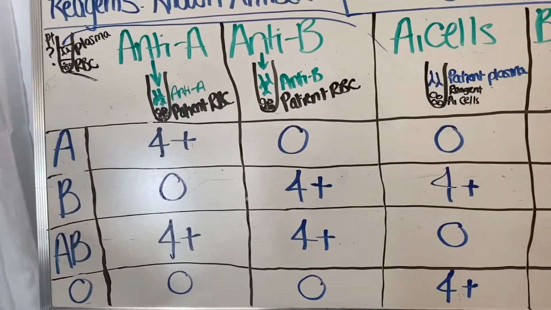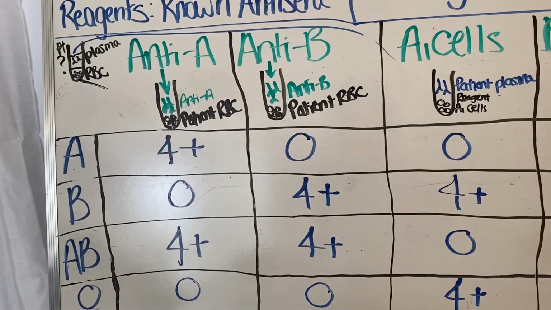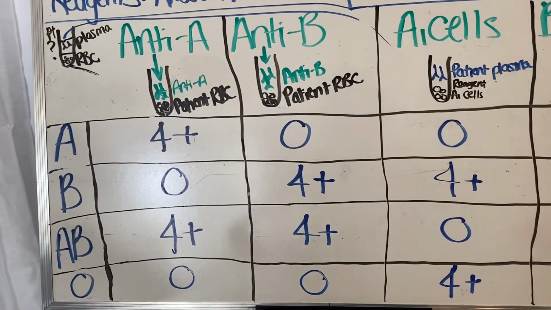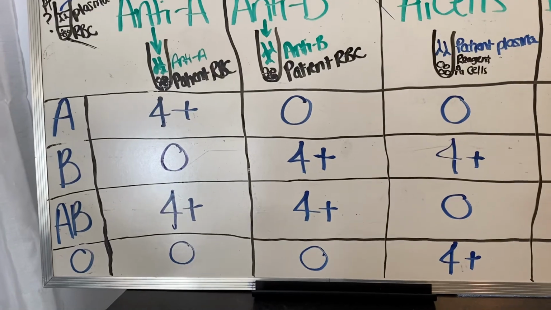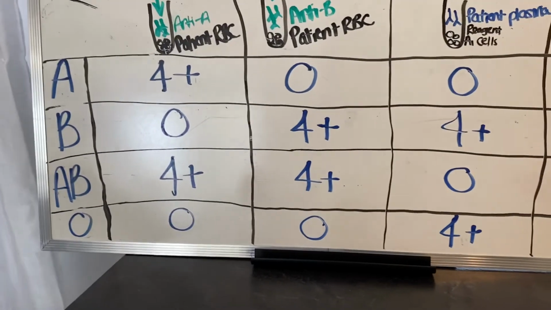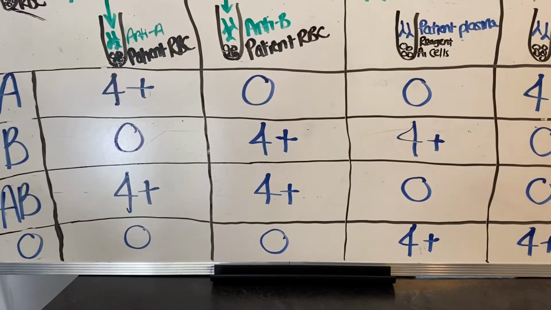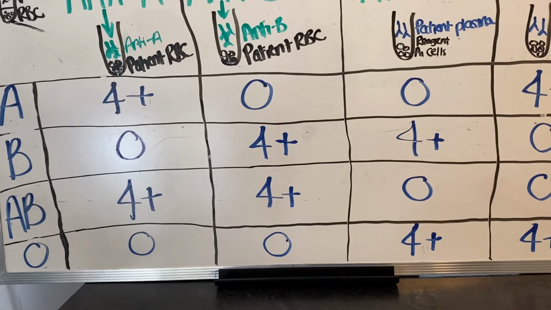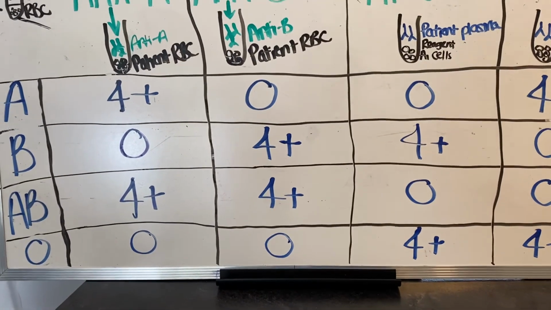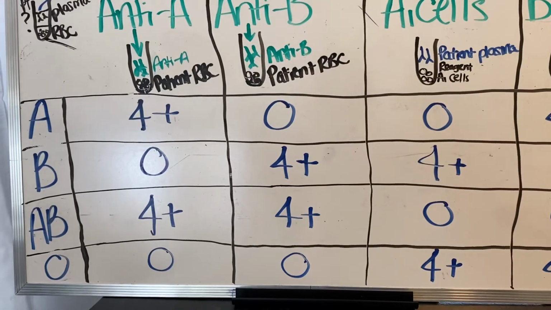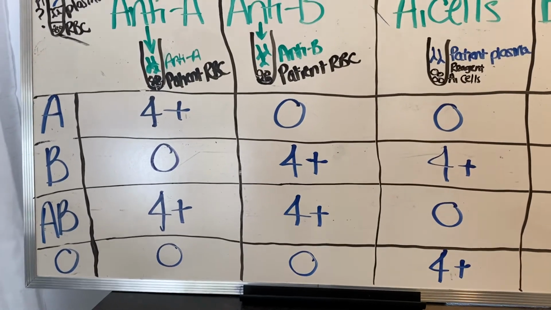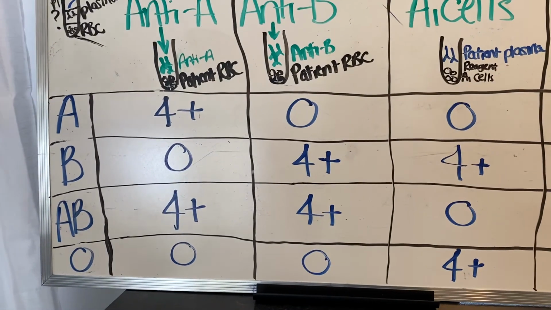We would take group O cells, we would mix them with the Bombay plasma, and that anti-H would agglutinate the donor red cells. And anytime we see agglutination in a cross match, we know it's incompatible. It's not safe to transfuse. So ultimately, that's where it would be caught, and that's how we would know to further investigate why this cross match is coming up incompatible.